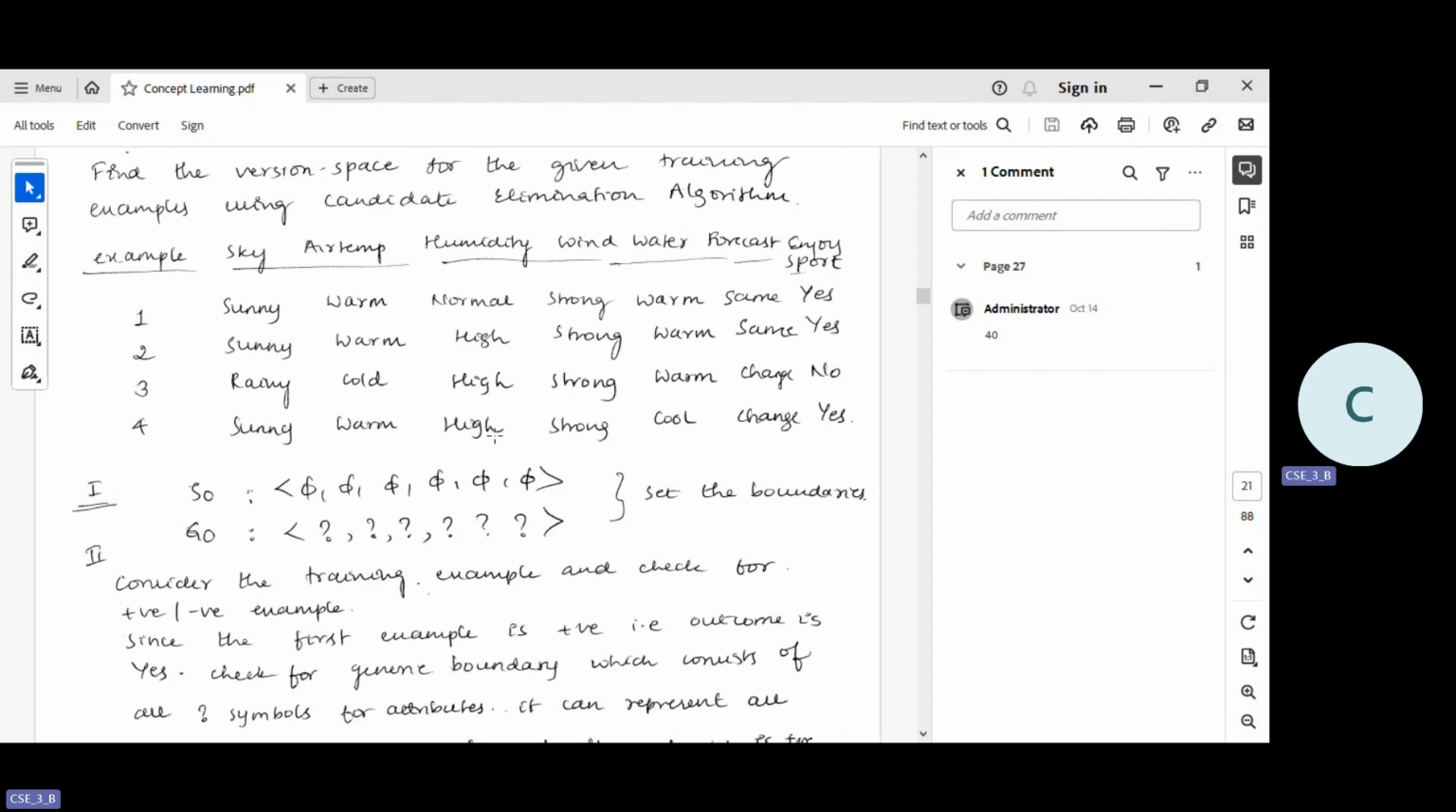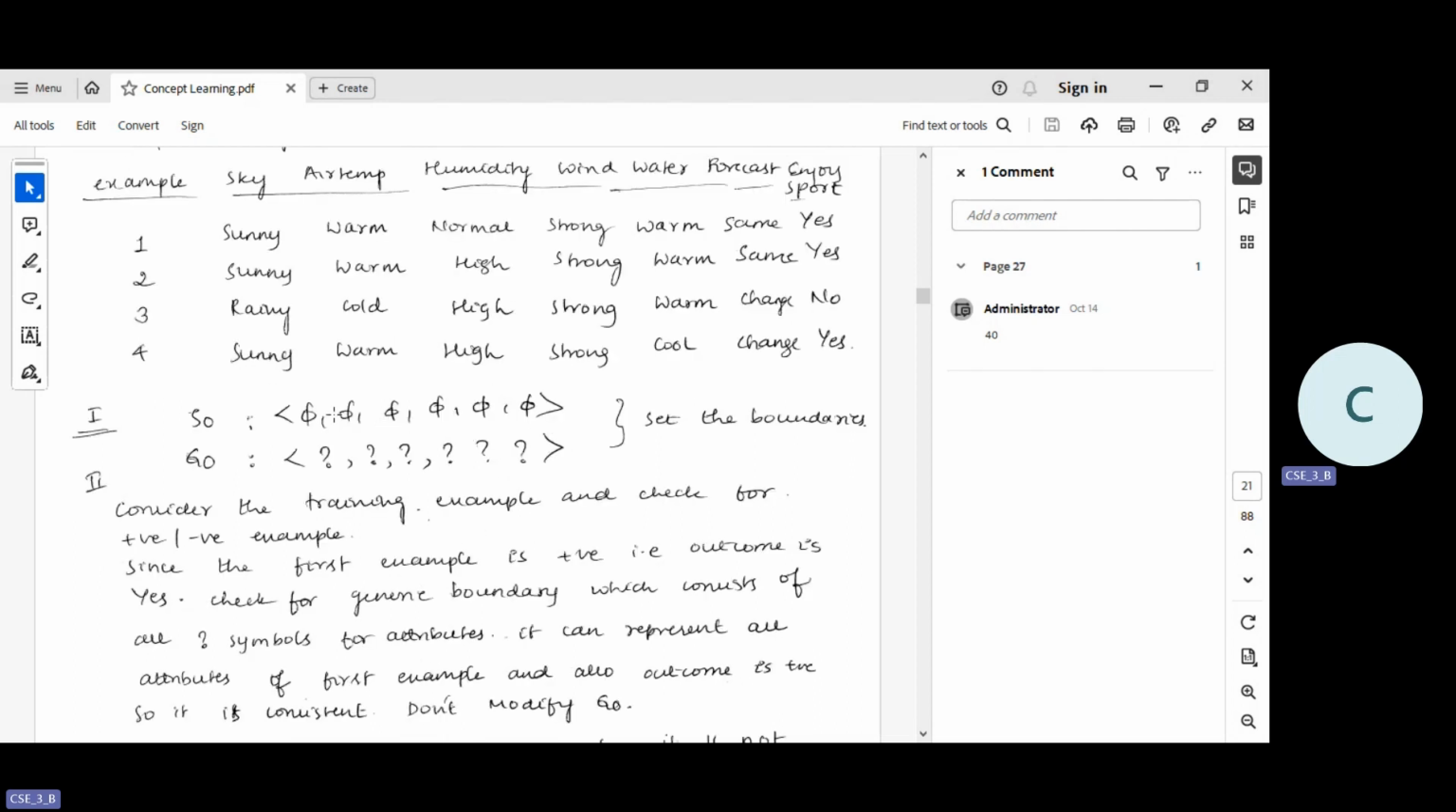So according to the candidate elimination algorithm, we have to set the boundaries. So what is this boundary? There are two boundaries. One is the specific boundary, another one is the general boundary. Once we set the specific boundary, it is related to the number of attributes that we observed in the training example. In this case there are totally 6 attributes, so that is why we are using 6 null symbols here.